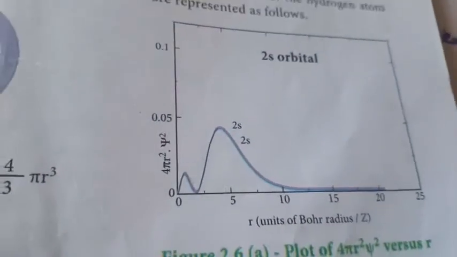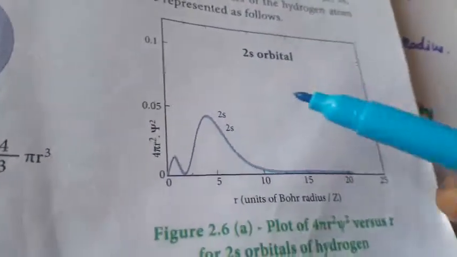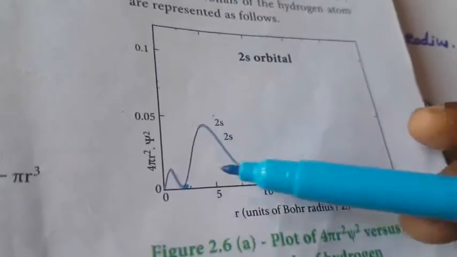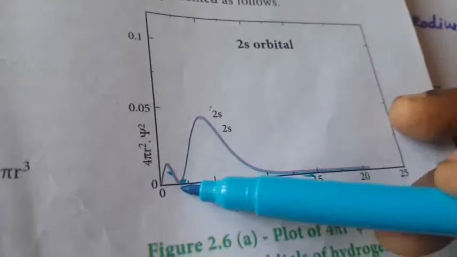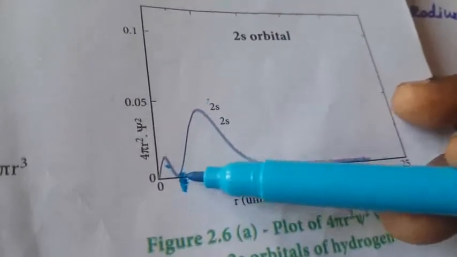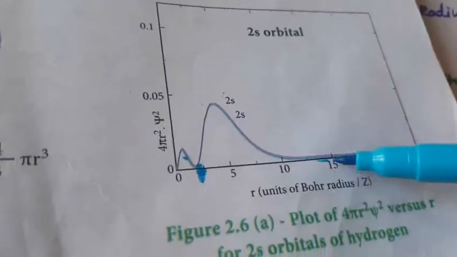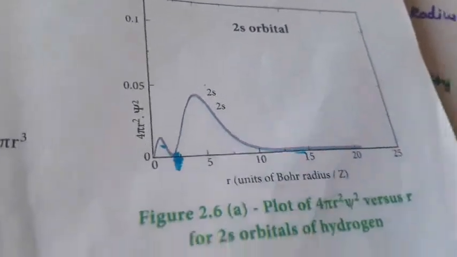This is the 2s orbital. Here is the peak value, and here is another peak value, the electron density. This is the 1s. Then again it goes down, and this is called the node, so the electron density will be 0. Again it goes up for the 2s, and again it goes down, so the probability density will be 0.